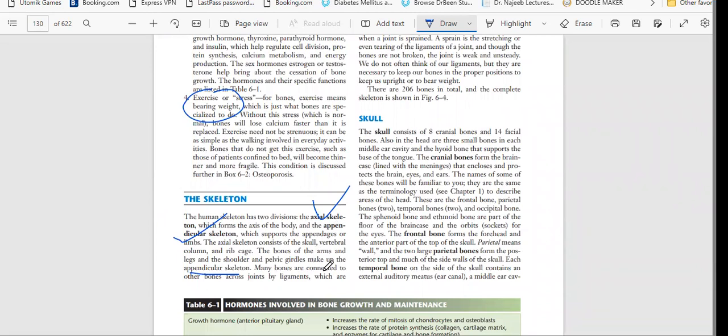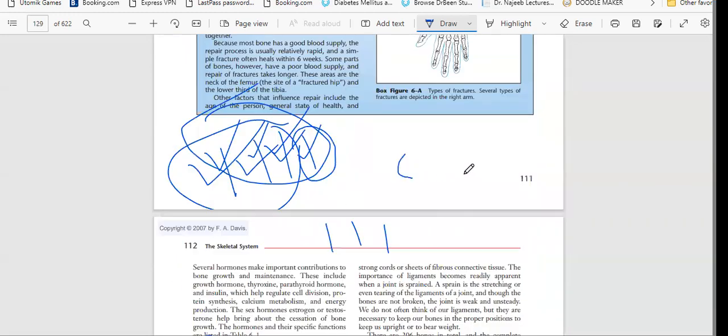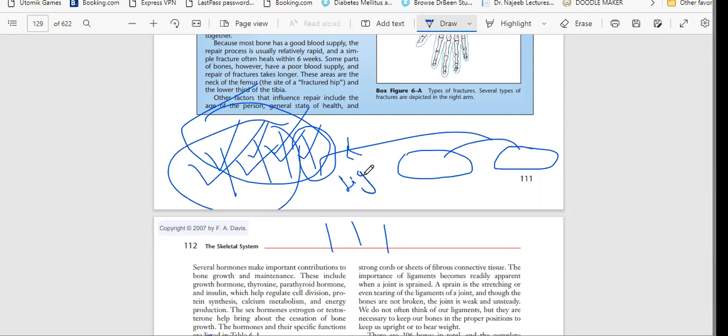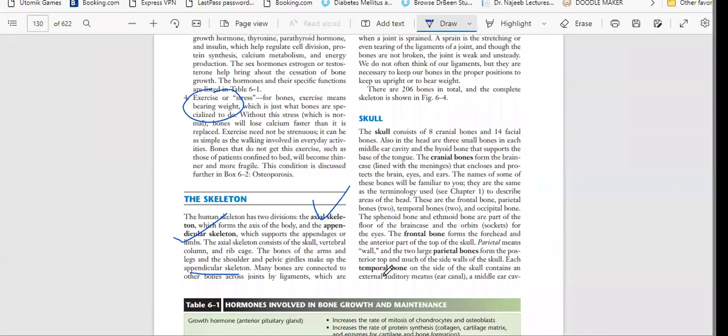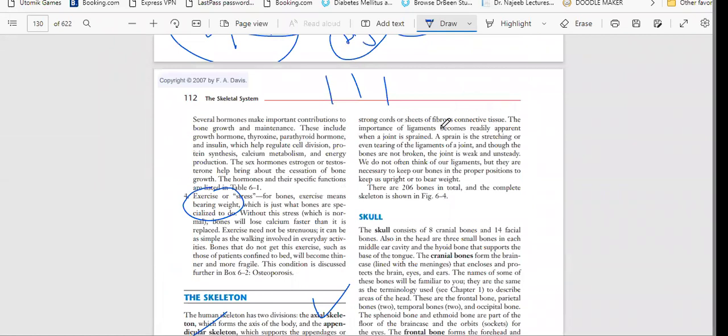Many bones are connected to other bones across joints by ligaments. So we have to know that this is one bone, this is another bone. Two bones are attached by one powerful fiber made up of fibrous connective tissue, which is known as a ligament. Ligaments are strong cords or sheets of fibrous connective tissue.